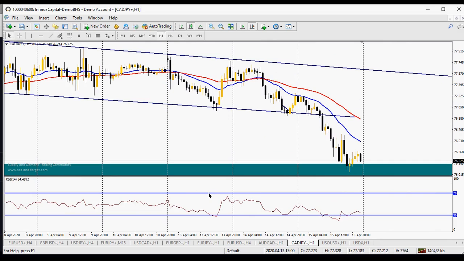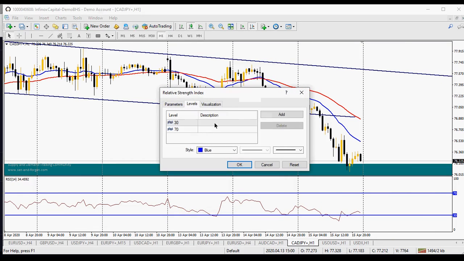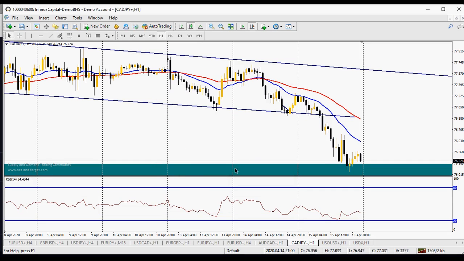Some people prefer their levels to be 80-20. If I ever want to use RSI, I will be using 80-20 and not 70-30. So if the market comes above 80, they say that the market is overbought. Is what? Please put it in the chat box. Overbought. That they have bought the market too much.